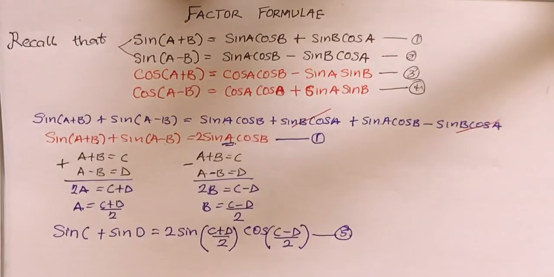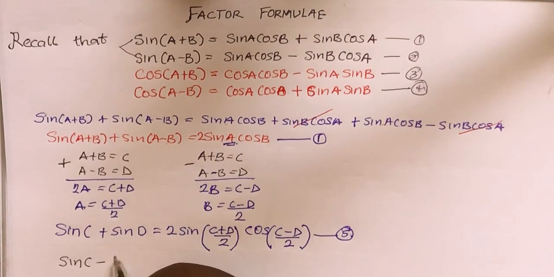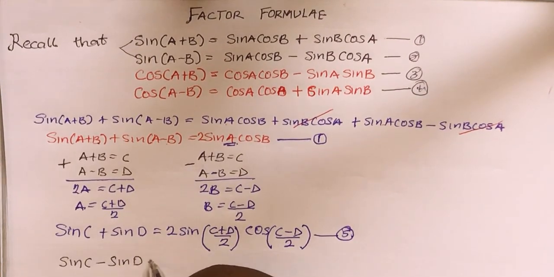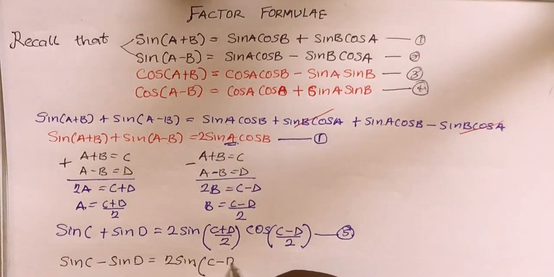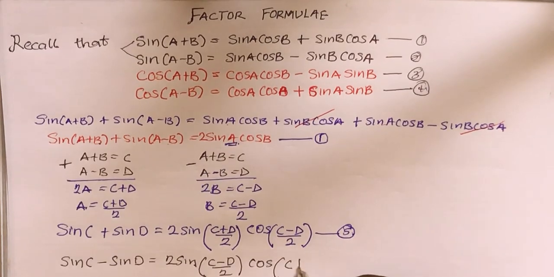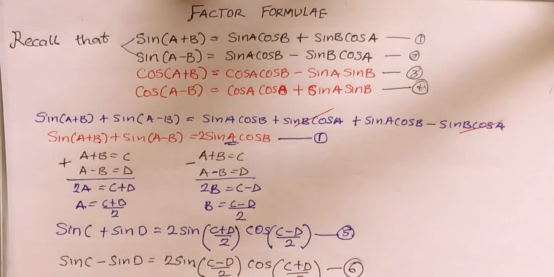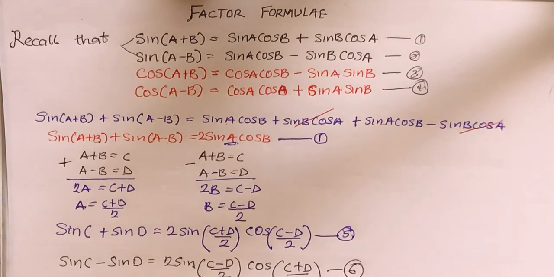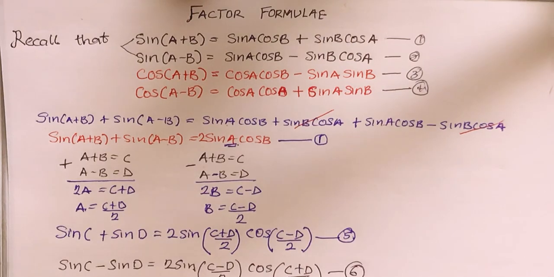This is my identity 6. Then I'm going to put it here. That means, in this case, my sine C minus sine D is taken to be equal to 2 sine (C minus D) divided by 2, cos (C plus D) divided by 2. This is identity 6. Can you see this now? So let's just go ahead and derive the rest of the identities.